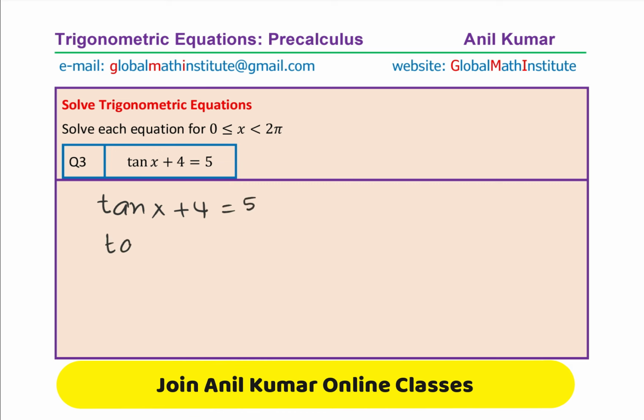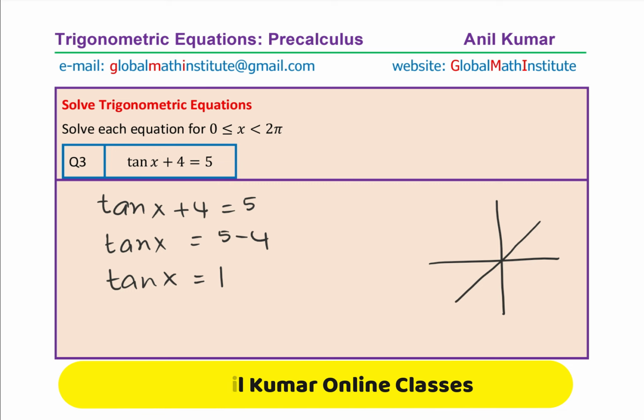Rearrange. Taking x on the 4 on the other side, we get 5 minus 4. So we get tan x equals 1. It is positive 1. Tan positive 1 means what angle? Can you tell me? Well, the related acute angle is pi by 4, correct? And the other quadrant is quadrant 3, right?